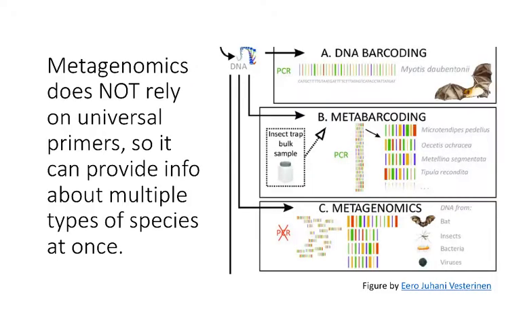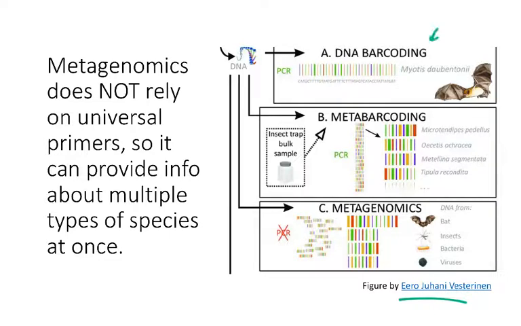And one of the main differences is that metagenomics does not use universal primers. So what it can do is give you information about multiple types of species at once. This figure I'm showing here is not mine. I have the credit listed here, but it's a super awesome figure, I think, that compares the techniques we've talked about so far and illustrates how they're different.